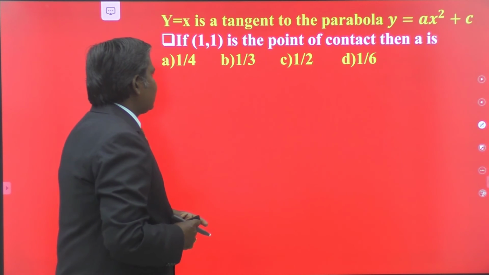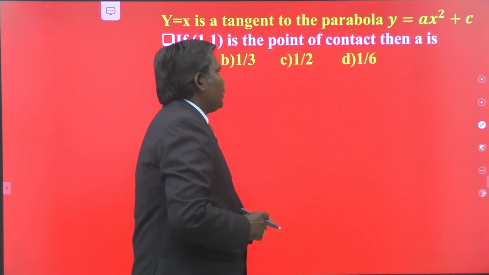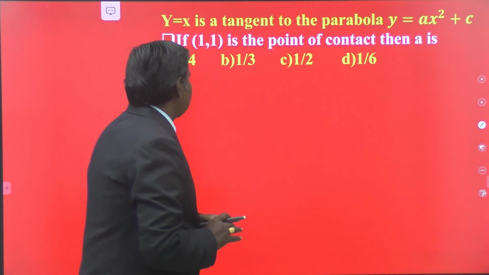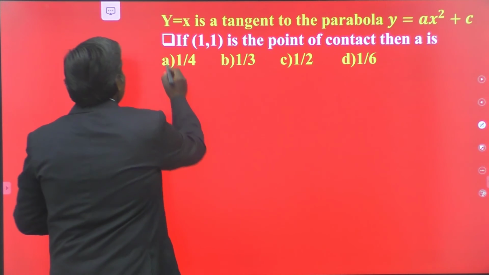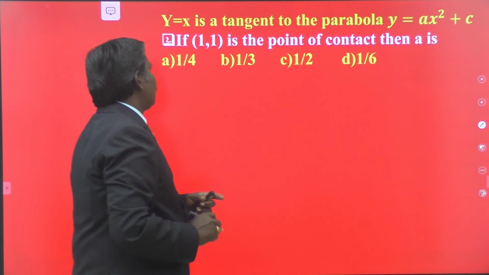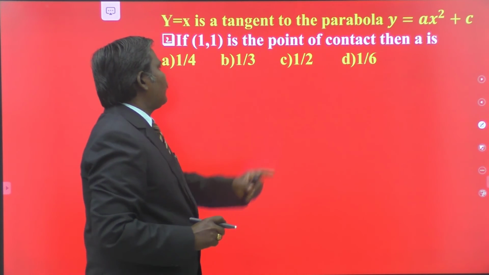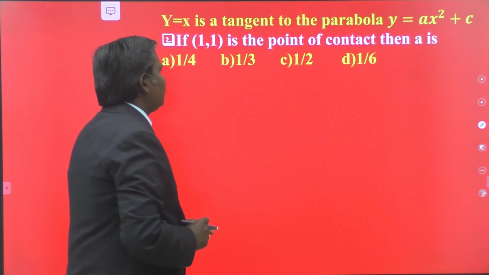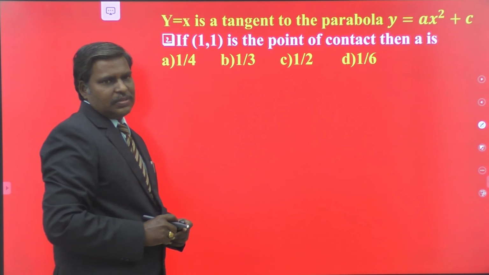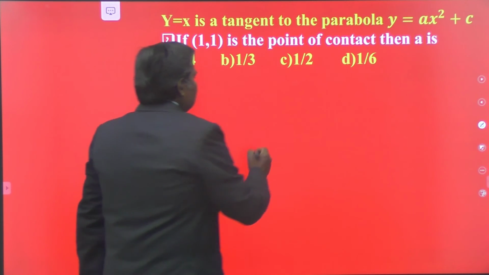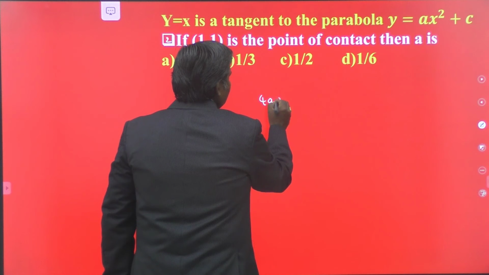The line y equal to x is tangent to the parabola y equal to ax square plus c. That is the paragraph, the same paragraph. This is the second question related to that paragraph. If 1 comma 1 is the point of contact, then what is the value of a?